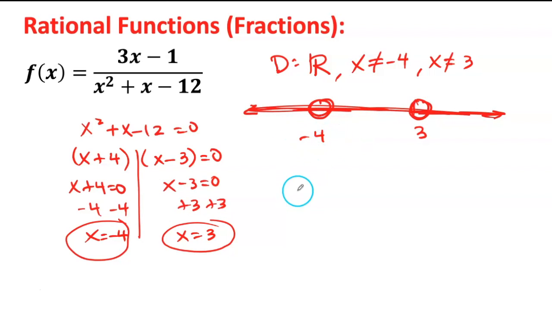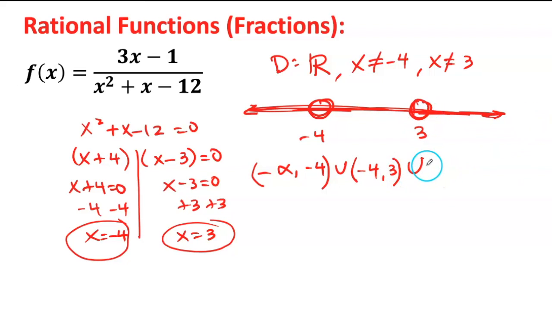If I want to write this in interval notation, then I start from negative infinity all the way to negative 4. Because there's a hole, the negative 4 is not included, combined with between negative 4 and 3, combined with 3 to infinity. So this will be the interval notation for this.